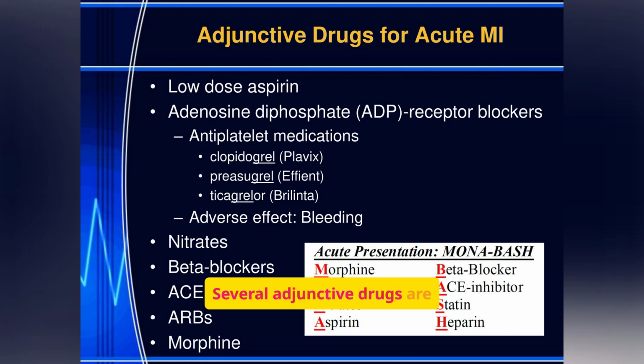Several adjunctive drugs are used in the treatment of acute myocardial infarction. We'll review these medications and their roles in managing this condition. Adjuncts like aspirin, antiplatelets, e.g. clopidogrel, nitrates, beta blockers, ACE inhibitors, and morphine all play roles. They reduce clot formation, stabilize plaque, and ease the heart's workload.